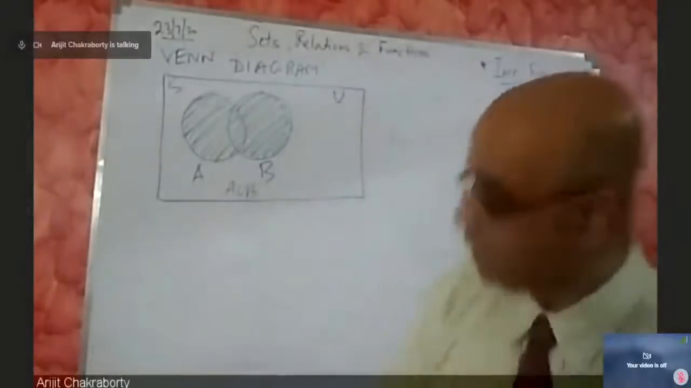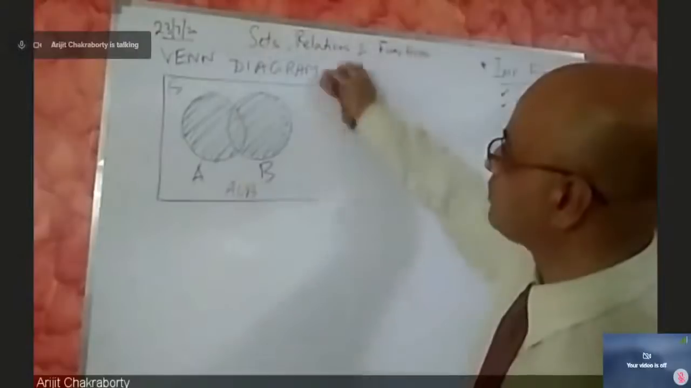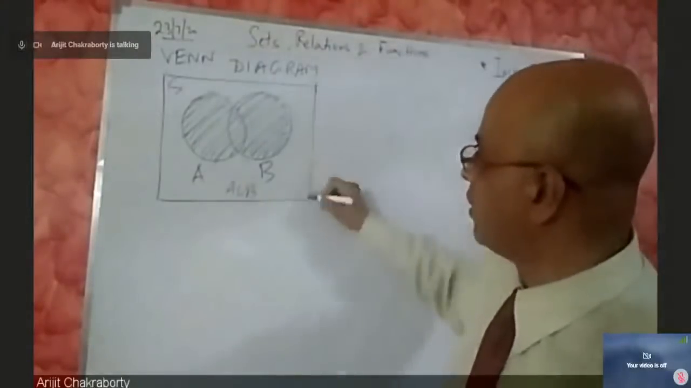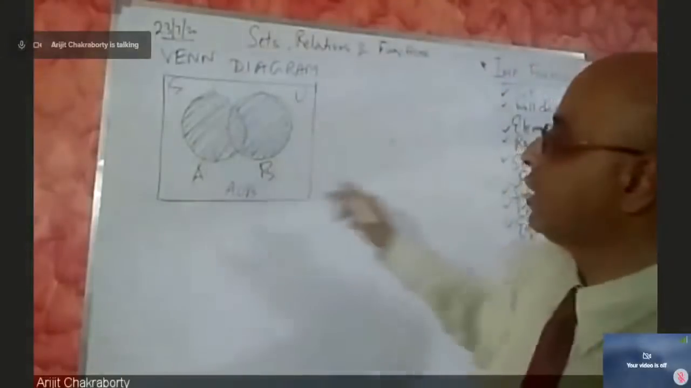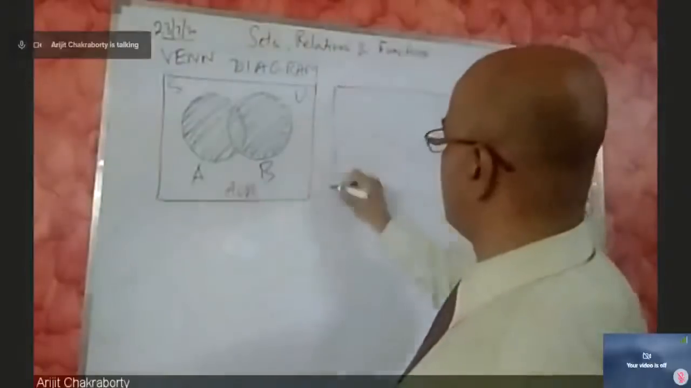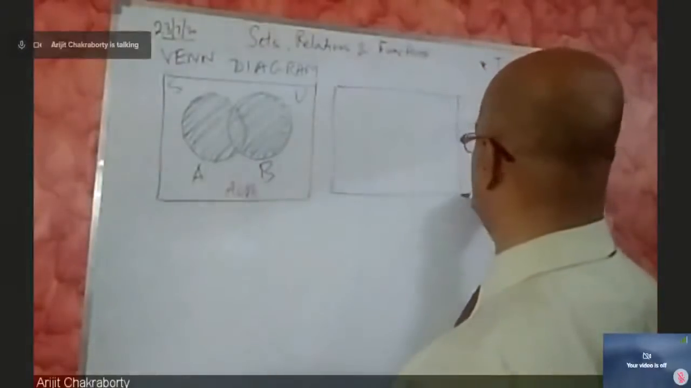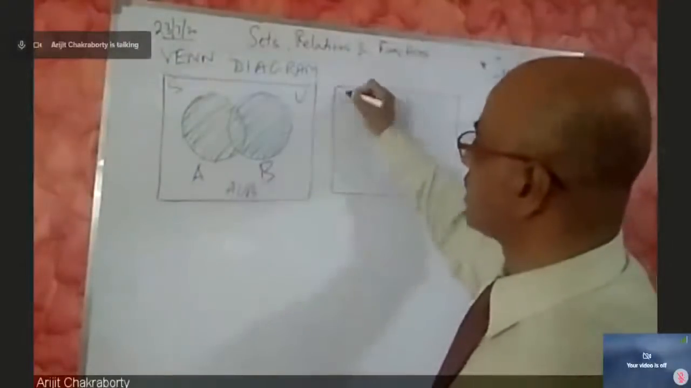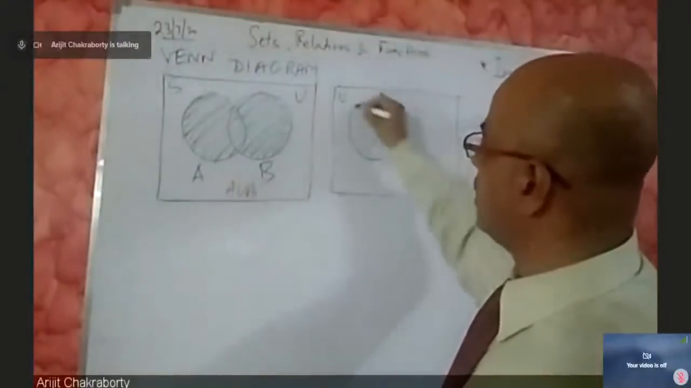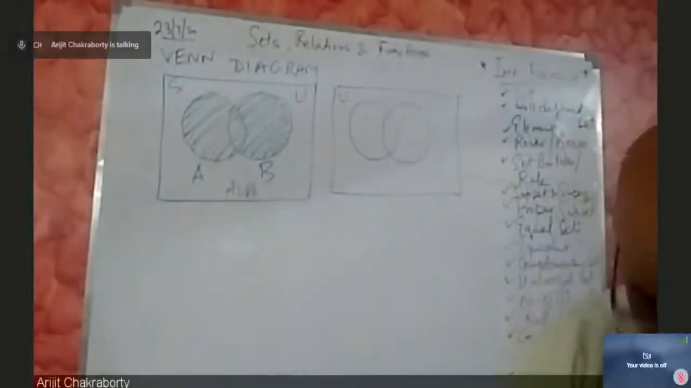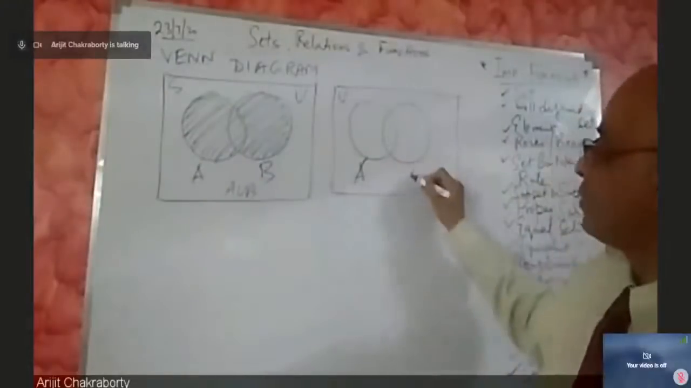I'll just make this a little smaller and draw another one. This is a universal set. Now we draw set A intersection B. Another diagram. This is the universal set U. I draw one set here. I draw another set here. So this is A and this is B.